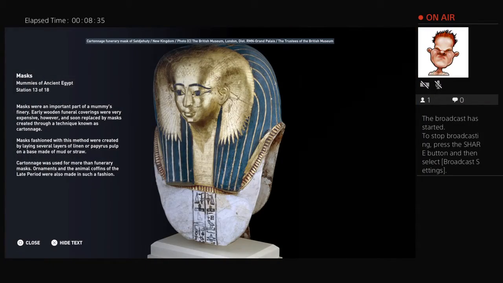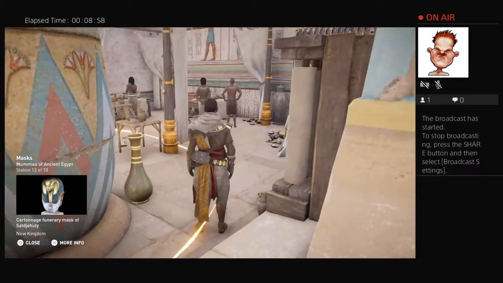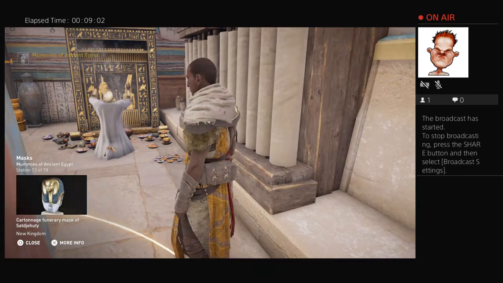Masks were an important part of a mummy's finery. Early wooden funeral coverings were very expensive, however, and soon replaced by masks created through a technique known as cartonnage. Masks fashioned with this method were created by laying several layers of linen or papyrus pulp on a base made of mud or straw. Cartonnage was used for more than funerary masks. Ornaments and the animal coffins of the late period were also made in such a fashion.